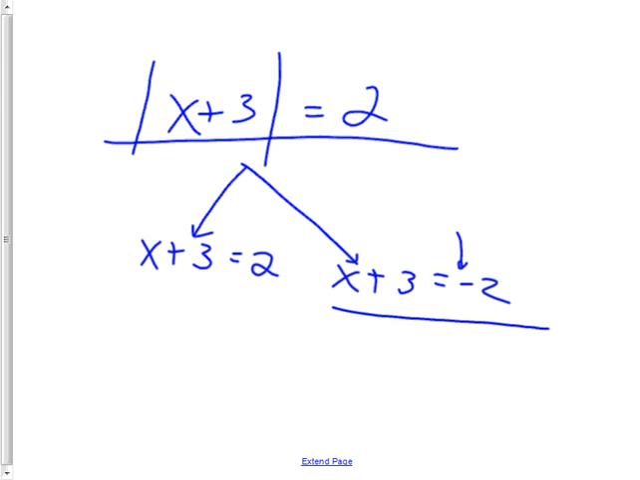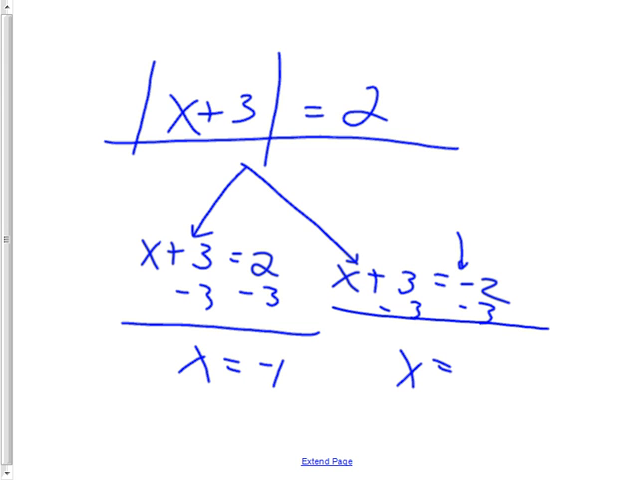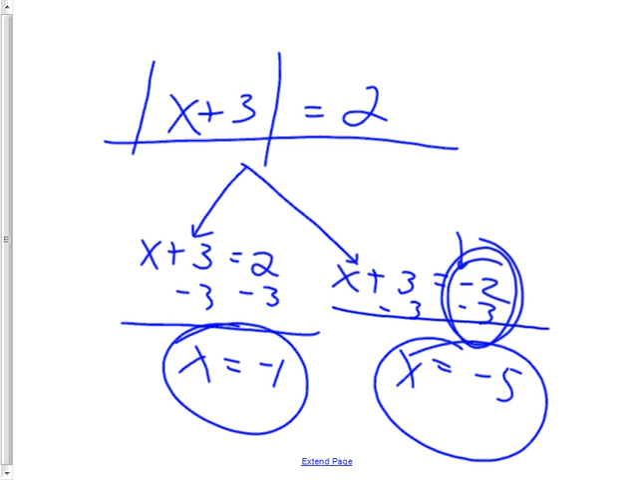So I'm going to subtract 3 from both sides. X equals negative 1. Subtract 3, x equals, notice this, be careful with that. A lot of people go, oh, well, two negatives makes it positive. No, negative 2 minus 3 makes negative 5. So you get negative 1 and negative 5. Raise your hand if you had that one right.